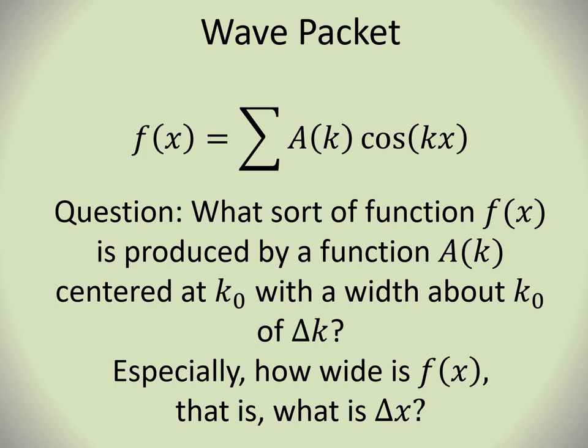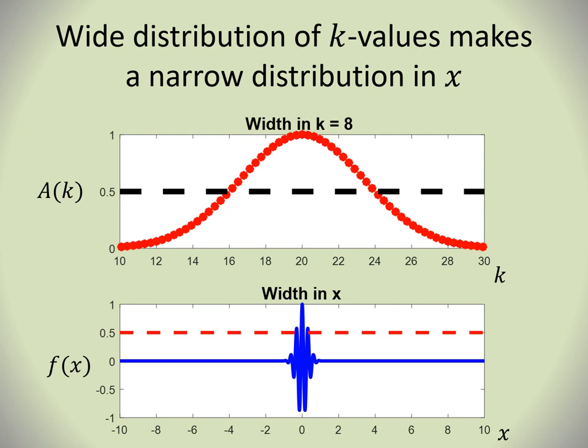Okay, so here's what I'm actually talking about. I'm going to define the function f of x to be the sum of a bunch of cosine kx functions multiplied by an amplitude function, which is dependent on k. It's going to be big at the central k that I've chosen, and then it will decrease on either side. And then the question is, what kind of a function f of x is produced by adding up all these cosine waves? Well, here's the answer. A picture is worth a thousand words. So here's what it looks like.